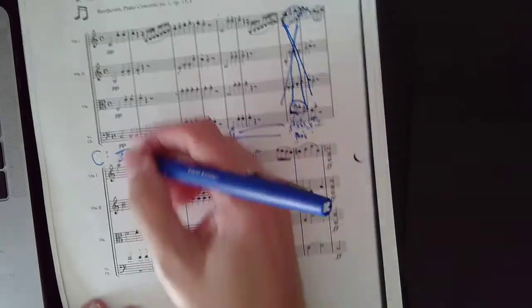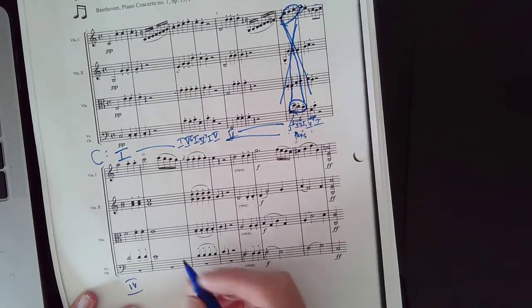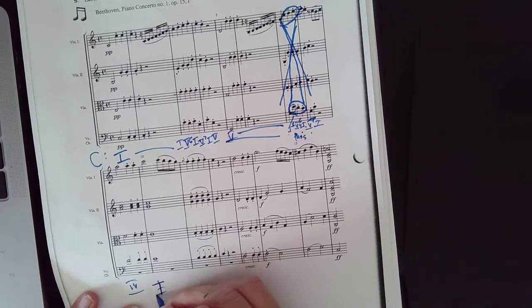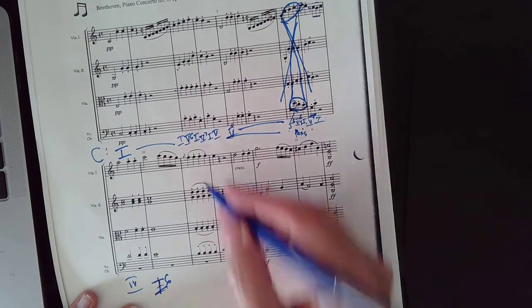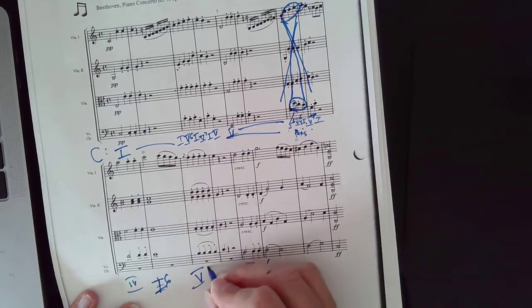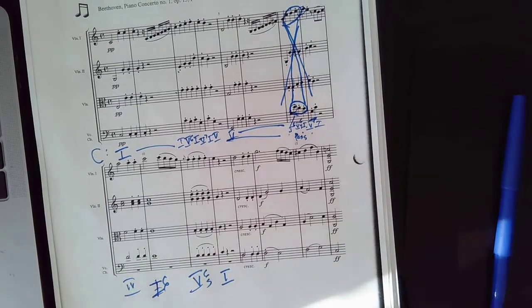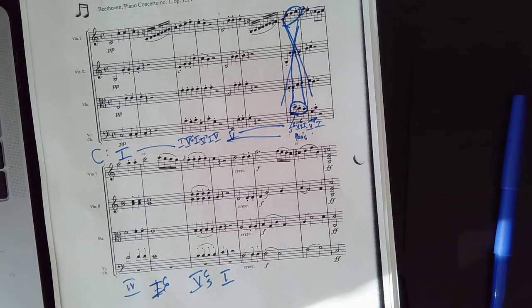Okay, so we can look here. This is F, A, C. That's the 4 chord, which goes to 1-6. This is G, B, D, F. So this is 5, 6, 5, going to 1 in root position. It's here from here to the end. So there's 4, 1, 1-6. It's 5-6-5 to 1, and now we get 2 chord, 2-6.